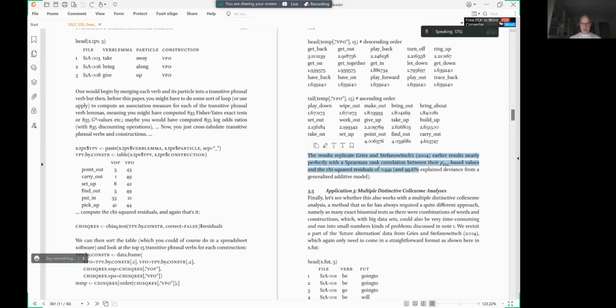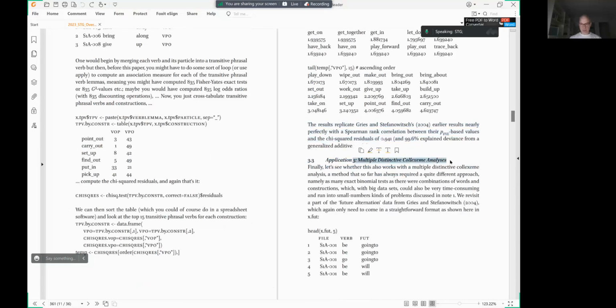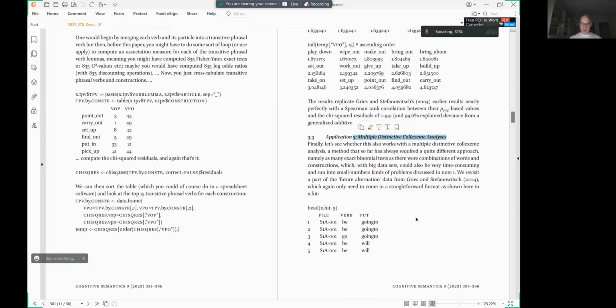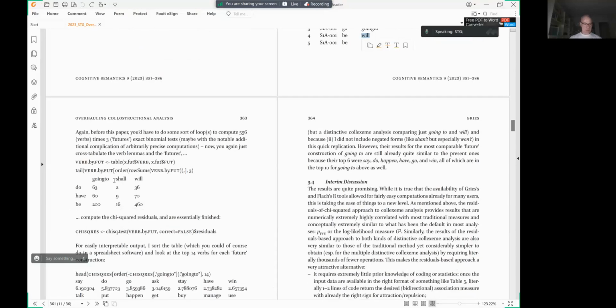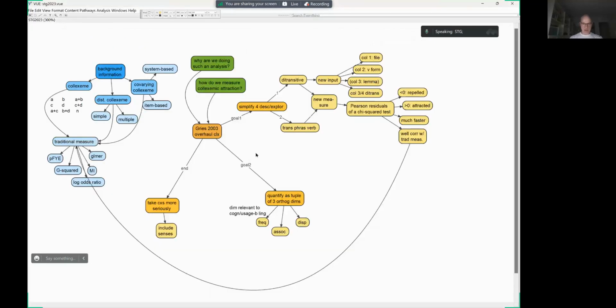Okay. Application 3, multiple distinctive collexeme analysis. We're still in the first goal. What am I looking at here? Oh, apparently futures. So going to future versus will future versus the shall future. So that's the third case study. The third case study is futures.